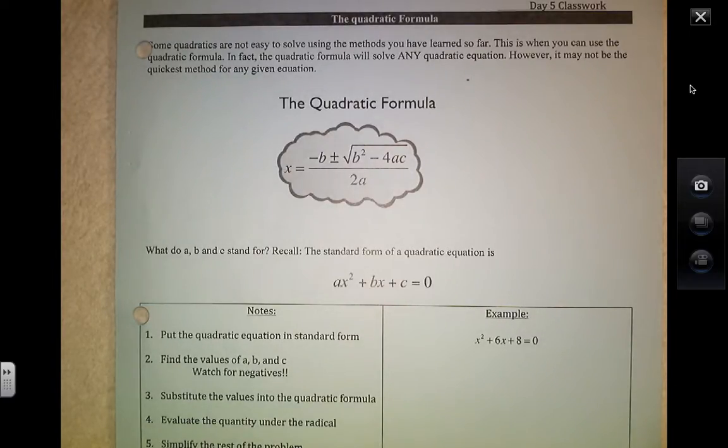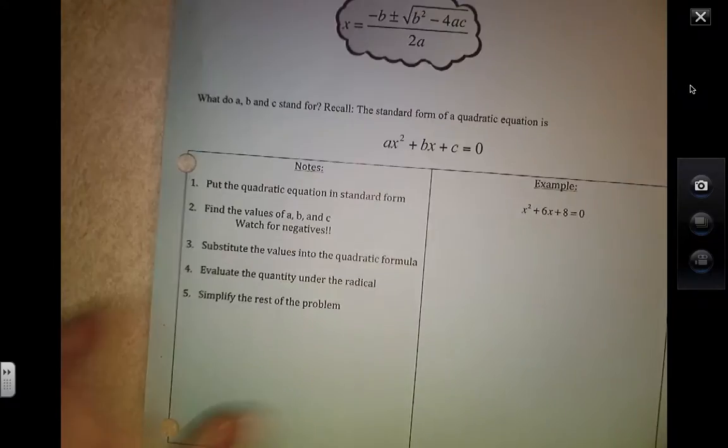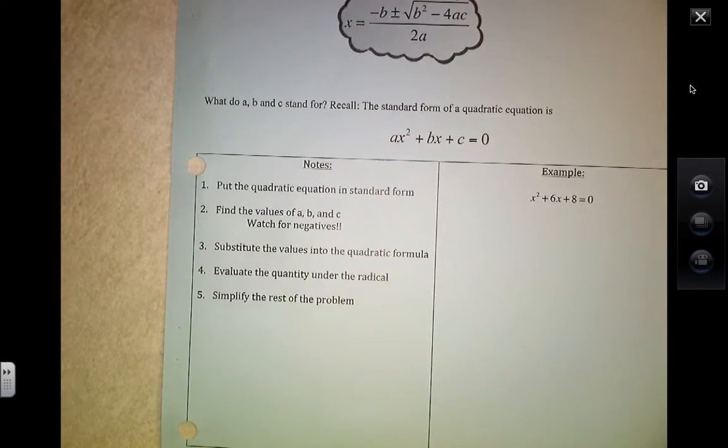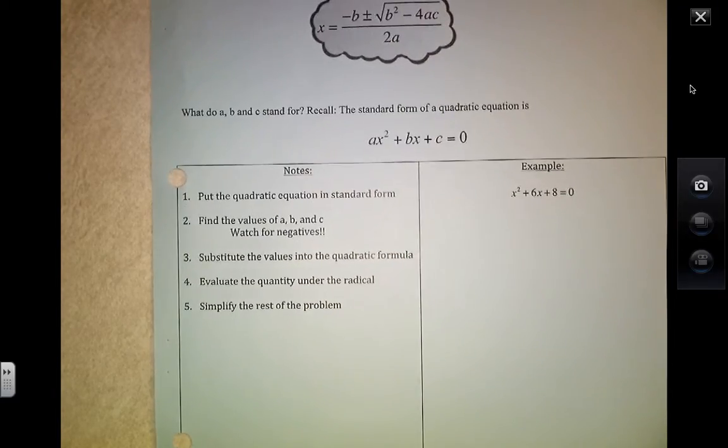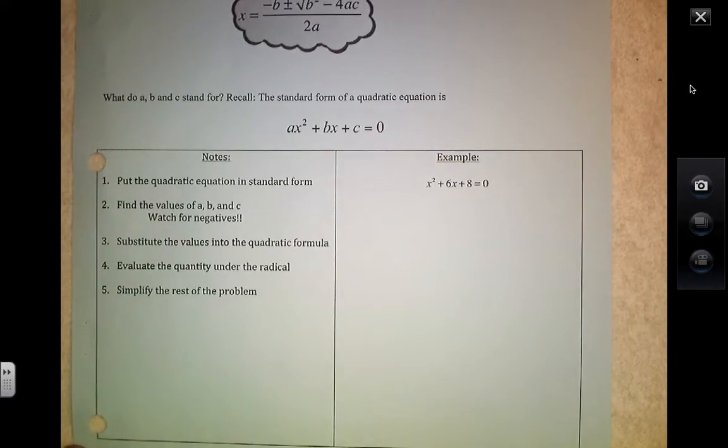And so the notes are written here for you. Once the equation is in standard form, we're going to find the values of A, B, and C, substitute the values into the formula, evaluate the quantity under the radical, and then simplify the rest of the problem. Okay, so first, let's take a look at our quadratic.